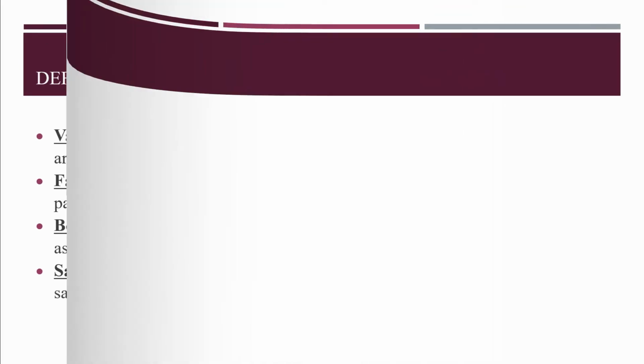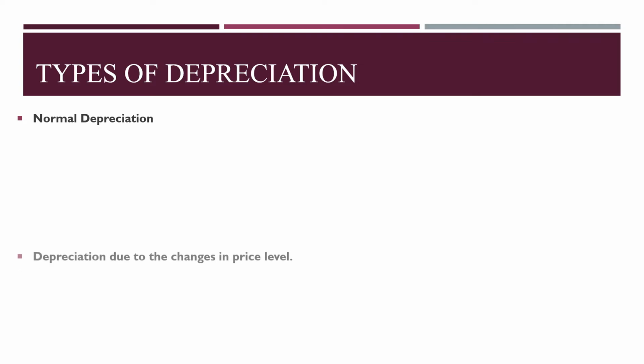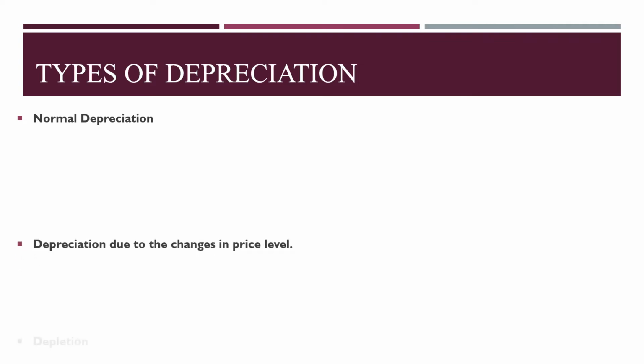Now let's go on to the types of depreciation. There are three types of depreciation. First one is the normal depreciation. The second one is the depreciation due to the changes in price level. And the last one is the depletion.